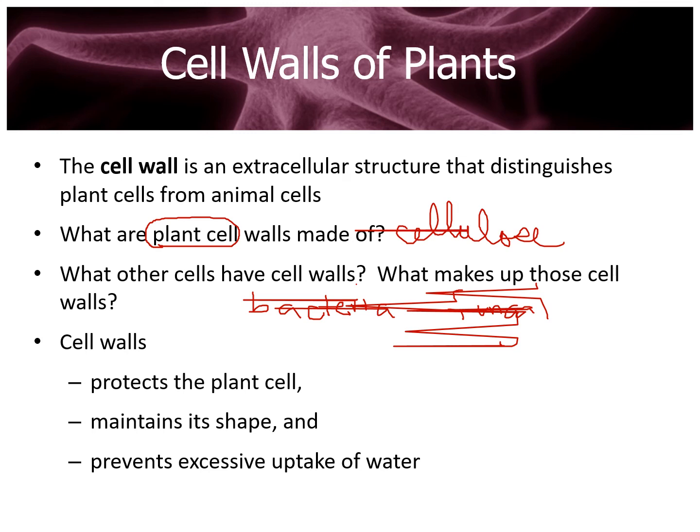Now think about it for a second. What other kinds of cells have cell walls? Bacteria have a cell wall made of peptidoglycan, and fungus has a cell wall made up of chitin. And chitin and cellulose, remember, are both polysaccharides. So what do these cell walls do? They protect the cell, they help the cell maintain shape, and they also protect it against uptake of too much water.